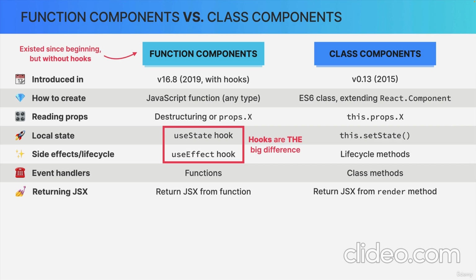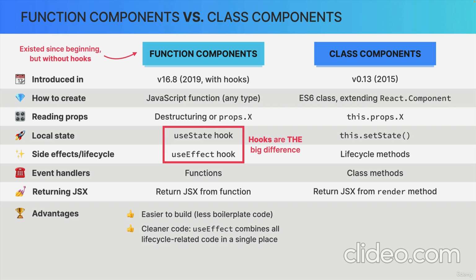So, in general, function components with hooks have a lot of advantages over class components. They are easier to build because they require a lot less React-specific boilerplate code, and they produce much cleaner code. And the main reason for this cleaner code is that the useEffect hook combines all code related to the lifecycle in one single place, while in class components, that code is usually spread across multiple lifecycle methods, which can become quite confusing in large components.